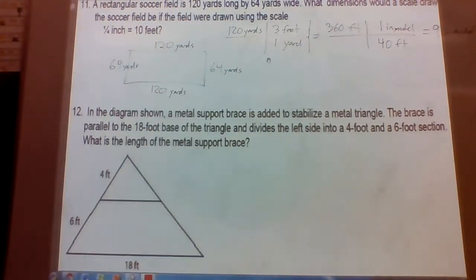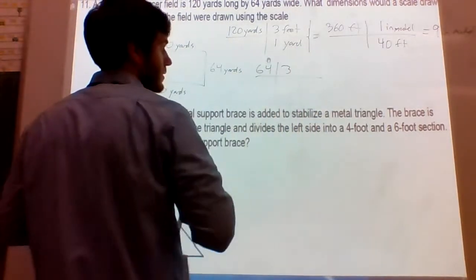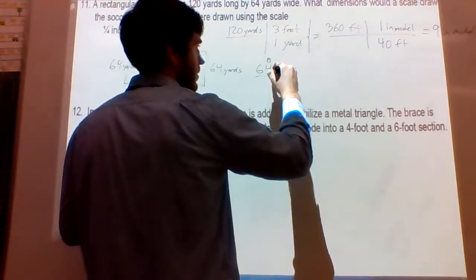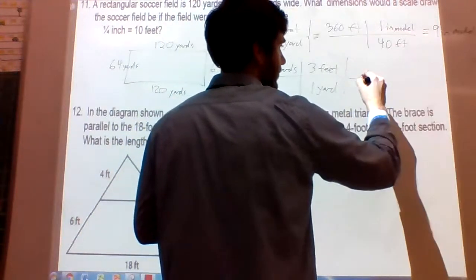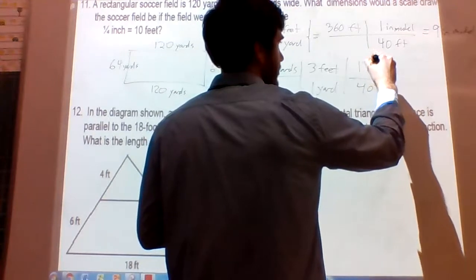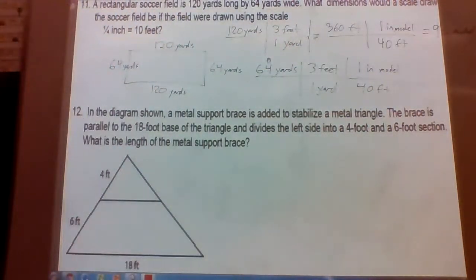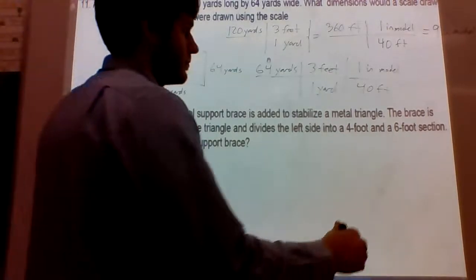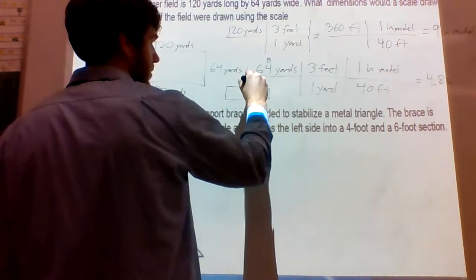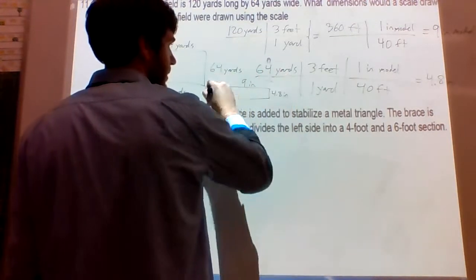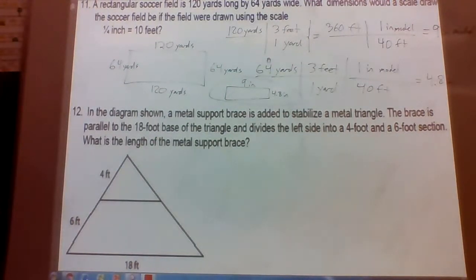Okay. And then we can do 64 yards. 3 feet in 1 yard, and for every 40 feet we have 1 inch in the model. So 64 times 3 divided by 40 is going to give us 4.8. So our model is going to be 9 inches long and 4.8 inches wide. Those are the dimensions of the model.